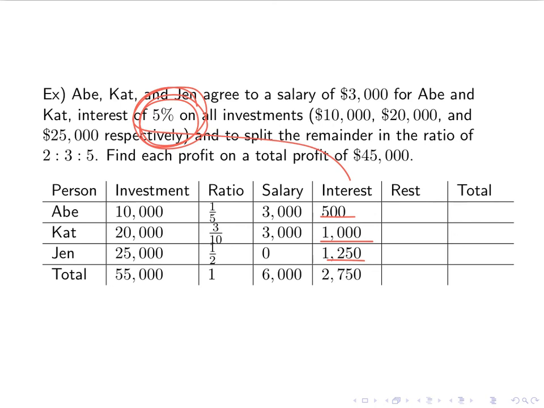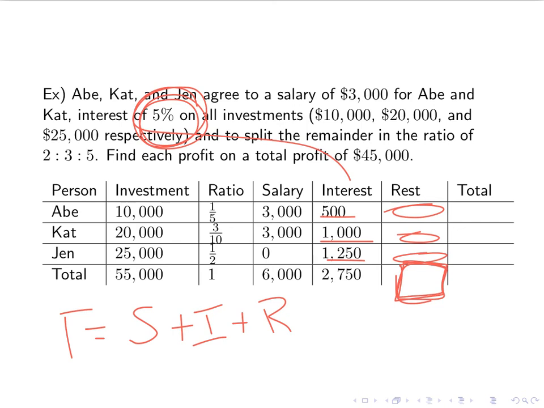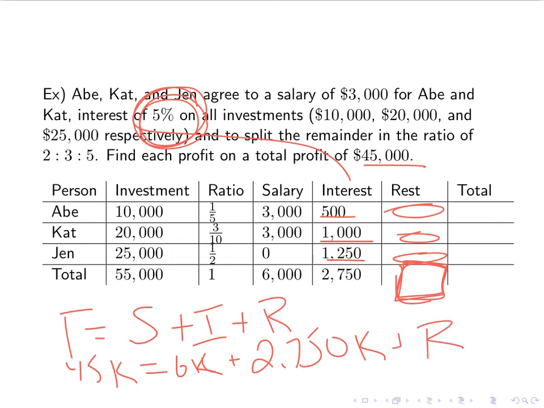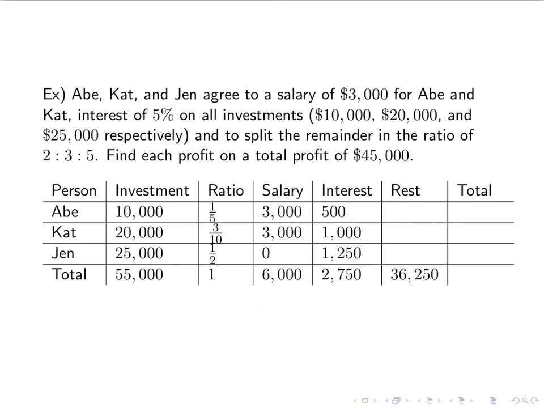Next, I want to do the rest. But again, before I can fill these in, I need to know the total rest. So in this case, the total is the salary plus the interest plus the rest. The total I know is 45,000. Salary is 6,000. That's okay. Interest, I'm putting it in thousands. What is that? Plus the rest. So I'm going to take the total, subtract the salary, subtract the interest, and that's going to give me my rest. Okay? So I should be getting 36,250. So again, I know this total needs to be 45,000.